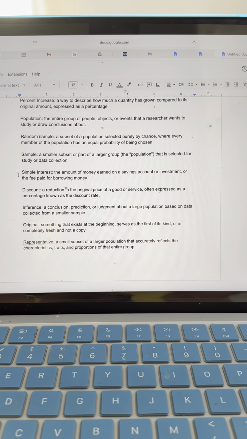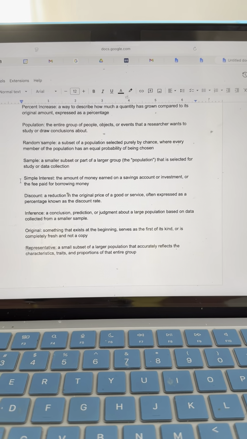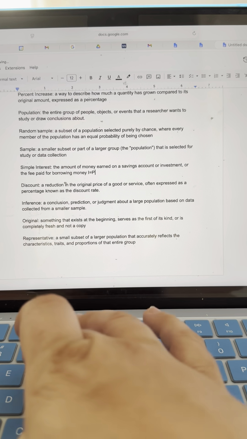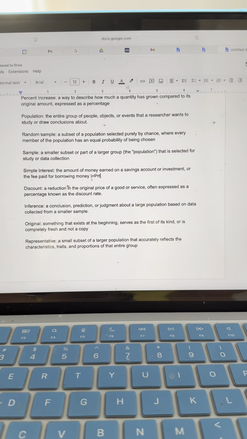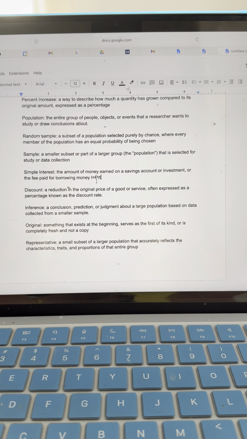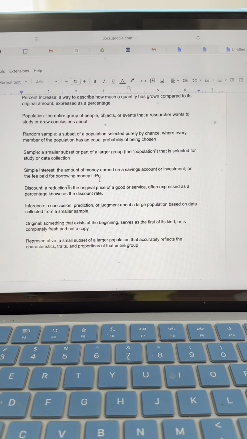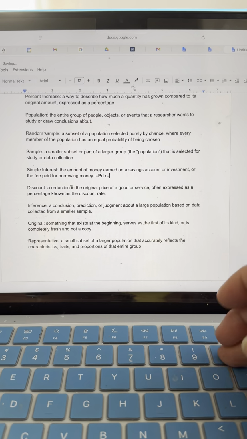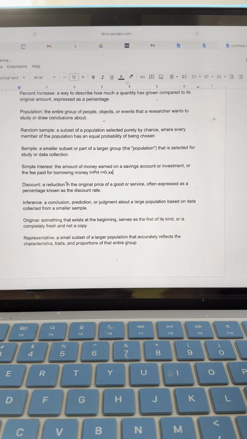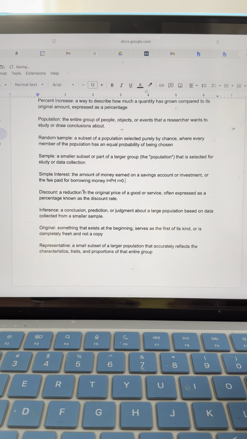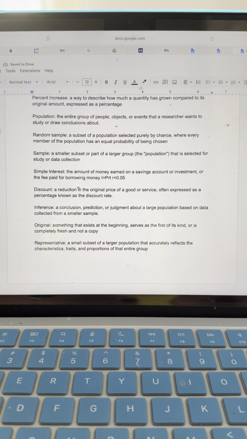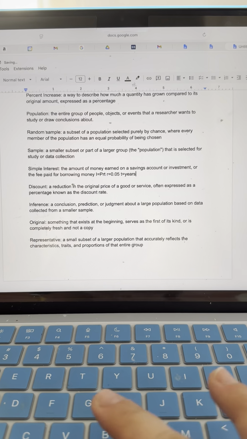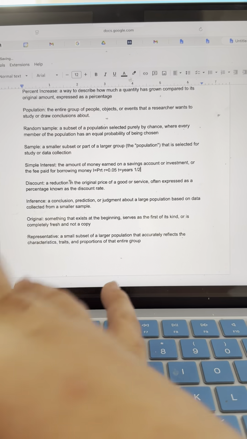Simple interest, the amount of money earned on a savings account or investment, or the fee paid for borrowing money. And if you remember, that is I equals PRT, where I is the interest that you're earning, P is your principal, that's the original amount that you are starting with. The R is the rate, and R is usually 0 point something, 10%, 5%, some value. And then T is time. Time is always in years. So if you're talking about 6 months, your time would be 1/2.